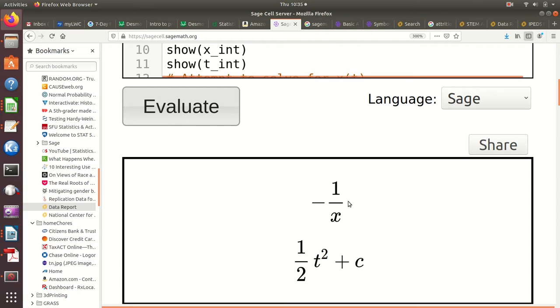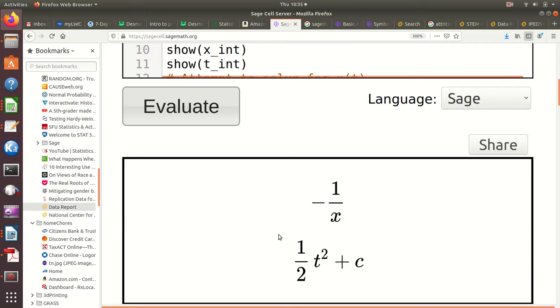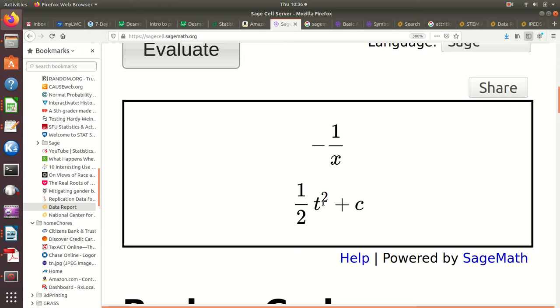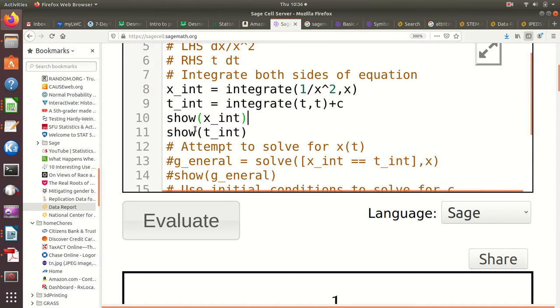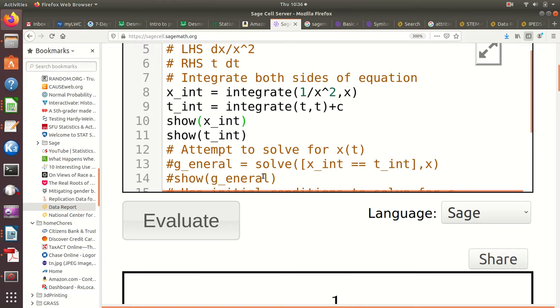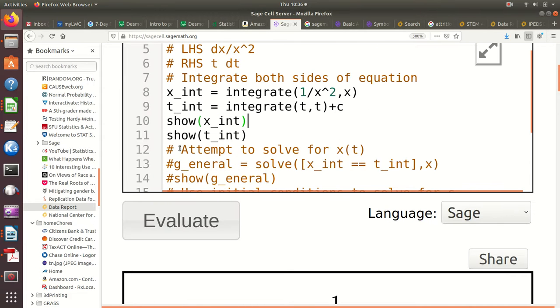And I see I get minus 1 over x on the left hand side when I integrate. Yep, the antiderivative of 1 over x squared is minus 1 over x, sorry. And then I integrate the t, and I get 1/2 t squared plus my arbitrary constant. Again, I had to put that in, but there we have it. Now the next thing we would do is take that equation where we have minus 1 over x equals 1/2 t squared plus c. We would like to solve that, so I did that command already.